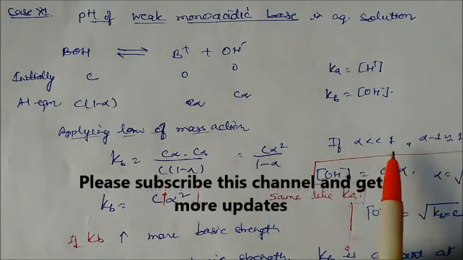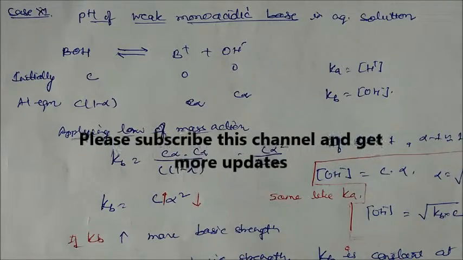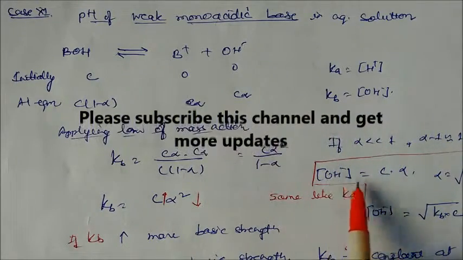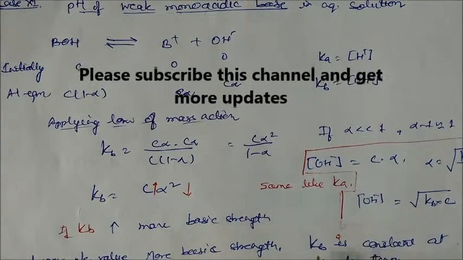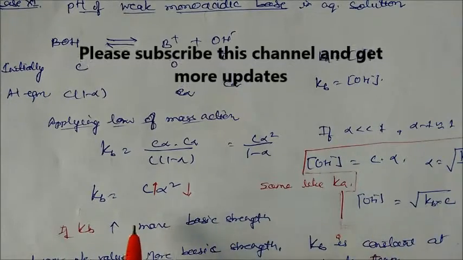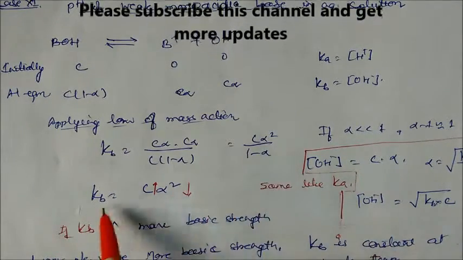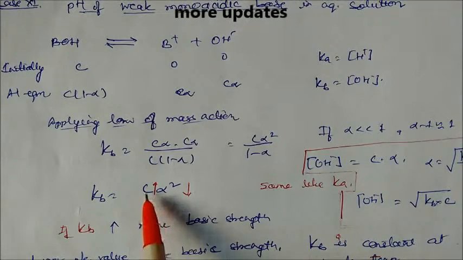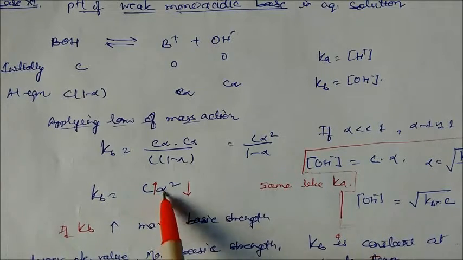If alpha is very, very small, then we can consider 1 minus alpha equal to 1. Then the concentration of OH will be C into alpha, and alpha equals the square root of Kb upon C, or the concentration of OH is equal to the square root of Kb into C, just like the Ka. So this becomes your first point. Kb equals C into alpha square. If C is increasing, alpha is decreasing. If the concentration is decreasing, then alpha is increasing.